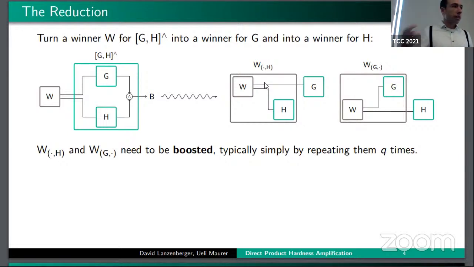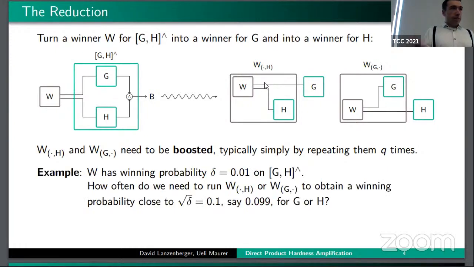For example, you need to assume that you can boost the winner, and this is a standard way to do this: you repeat the winner independently a few times. If you win at least one of your few attempts, then you won. Say signature forgery is like this. You can attempt many times to forge a signature, and then you're good at some point when you're done.